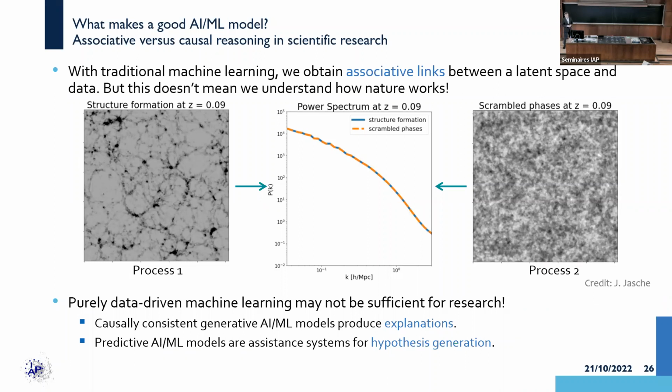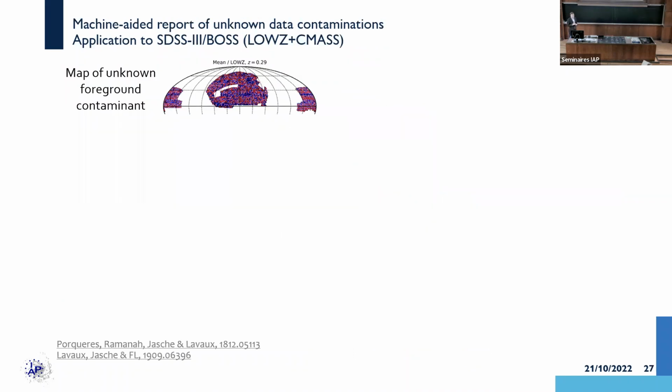And we need to go beyond that in two ways. First, with causally consistent generative or AI or machine learning models, if they have this causal consistency, then they actually naturally produce an explanation. And this is what you're looking for when you're talking about explainability. But also predictive models, predictive AI or predictive machine learning, are assistance systems for hypothesis generation. And hypothesis generation arguably is the first step towards scientific discovery.